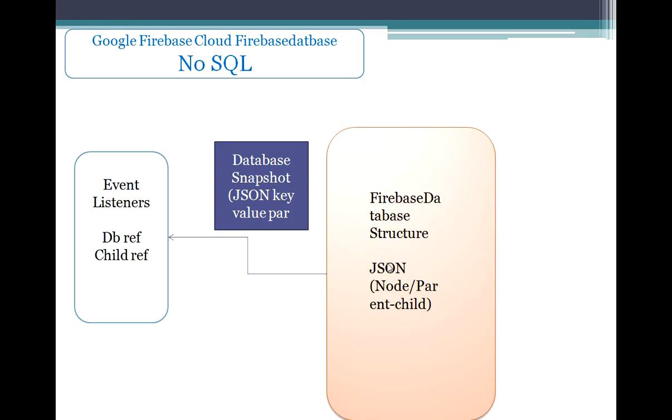Through event listeners, the Firebase database gives us the snapshot of the database. If it is the root, it gives all the children under the root as a snapshot of the database, in a JSON structure. We will have key-value pairs, and we need to read the database in the Android app. So the Firebase cloud database is NoSQL, only JSON structure.